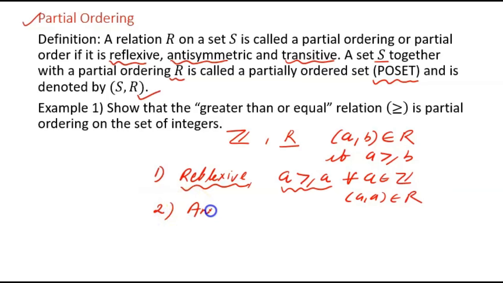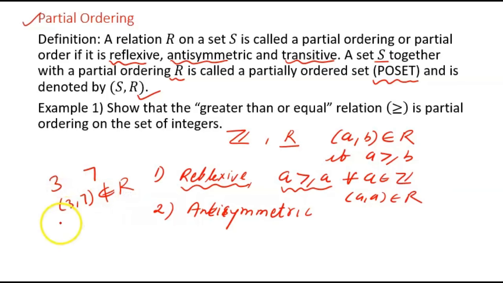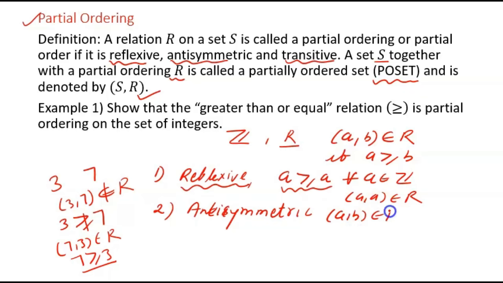Second, antisymmetric. Now you are smart enough to understand that if I take any two integers, for example 3 and 7, then 3 comma 7 is not in R. Why is it not in R? Because 3 is not greater than or equal to 7, but 7 comma 3 is in R. Why? Because 7 is greater than or equal to 3, right? So if A comma B is in R, then B comma A is not in R.